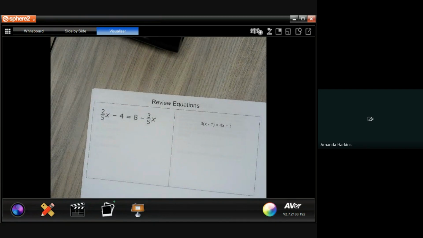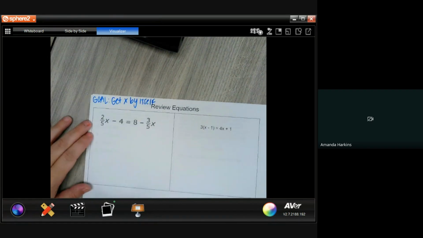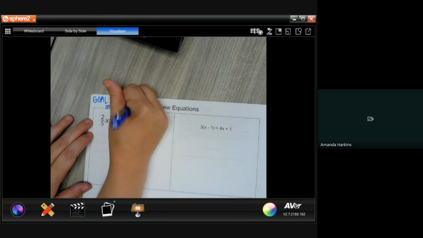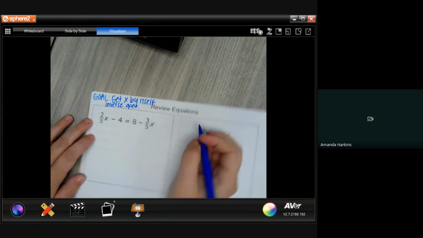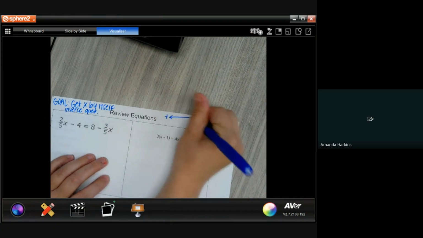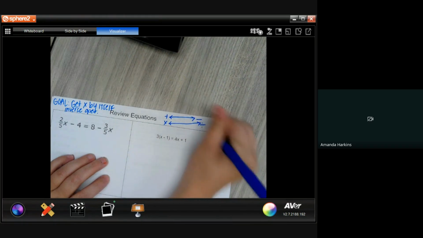Okay, so first we're going to solve equations. Remember, for solving equations, our goal is to get x by itself, to isolate your variable using inverse operations. So remember, the inverse to addition is subtraction, and the inverse to multiplication is division.